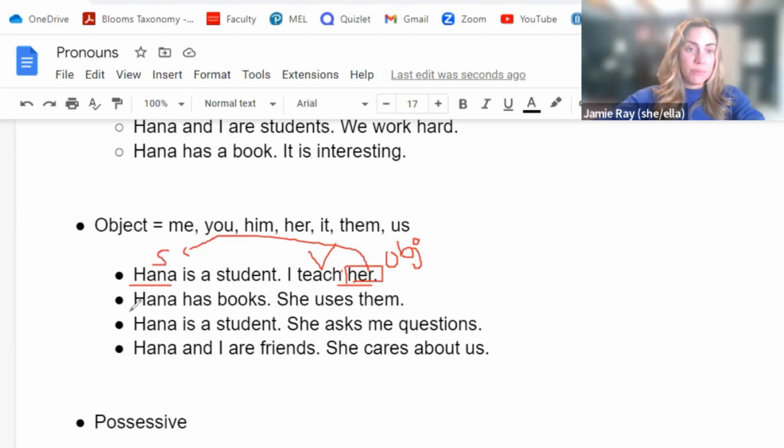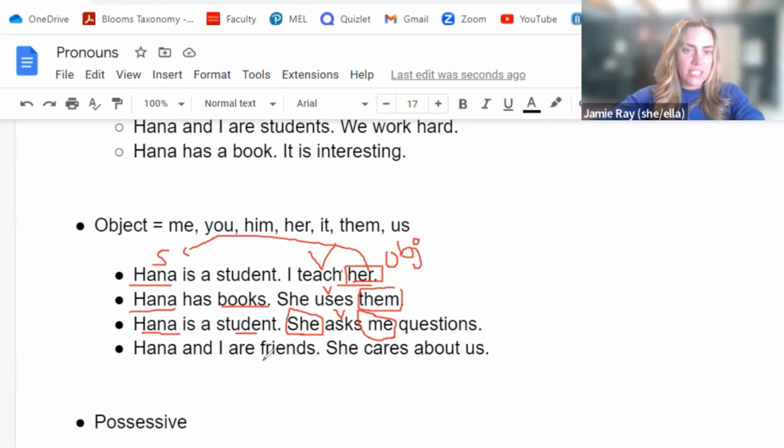Then Hannah has books. She uses them. Them refers to the books. And it's coming after the verb uses. So it's an object pronoun. Hannah is a student. She is a pronoun, but it's the subject. It comes before the verb. She asks me. That is an object pronoun. It comes after the verb and it refers to me.